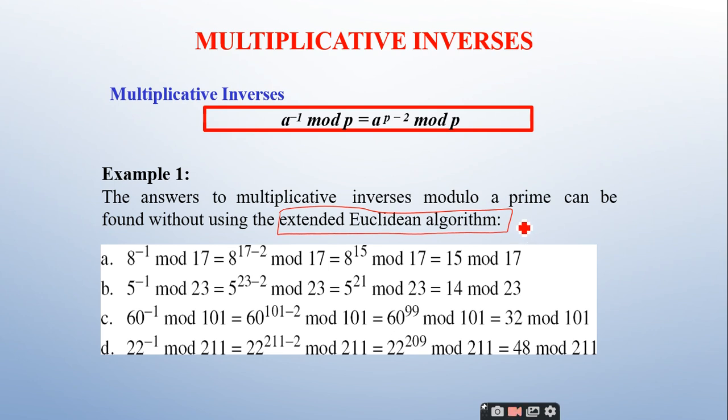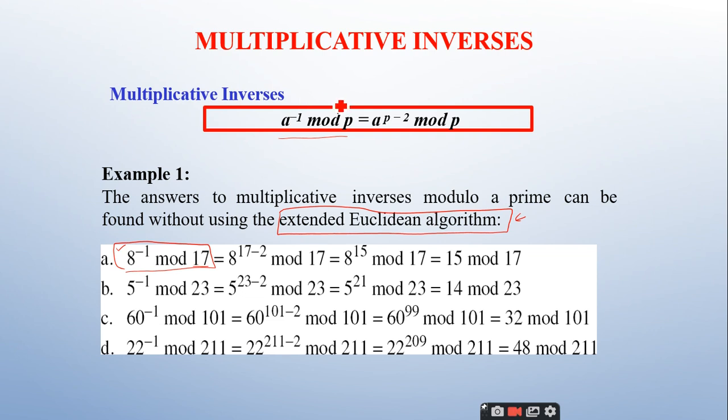But without making use of extended Euclidean algorithm, you can identify the multiplicative inverses by making use of this Fermat's theorem. So according to this Fermat's theorem, we have a power p minus 1 mod p is equal to 1, so the inverse is a power p minus 2 mod p. So for example, if you take 8 inverse mod 17, that means I want to find the inverse of 8 in modular arithmetic 17.